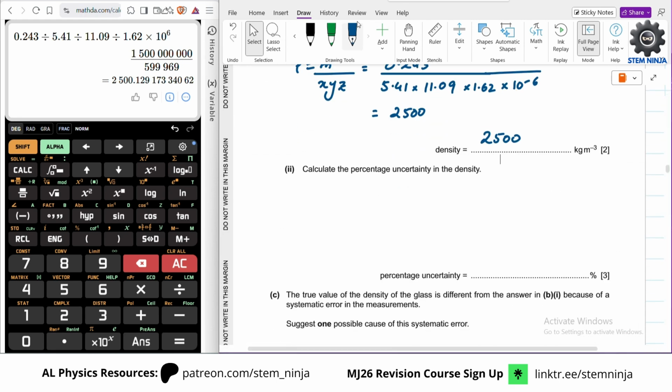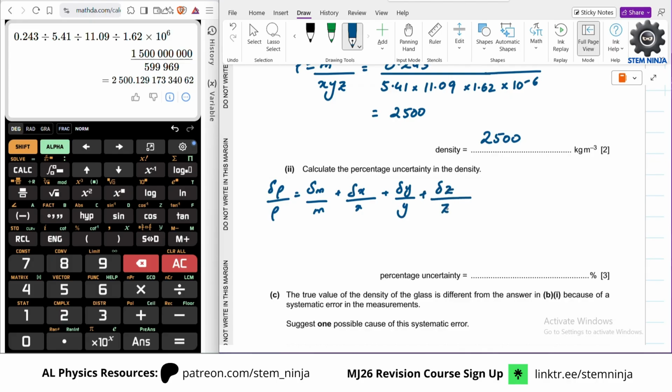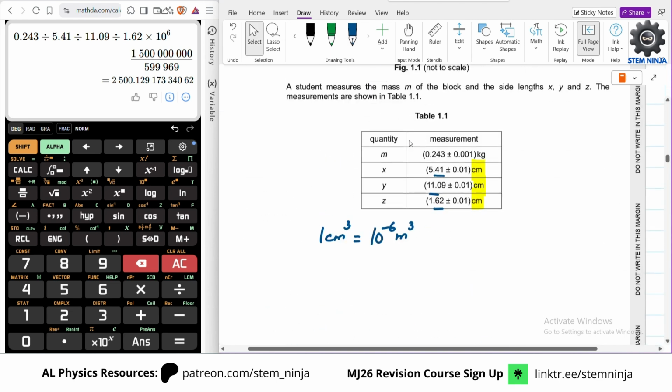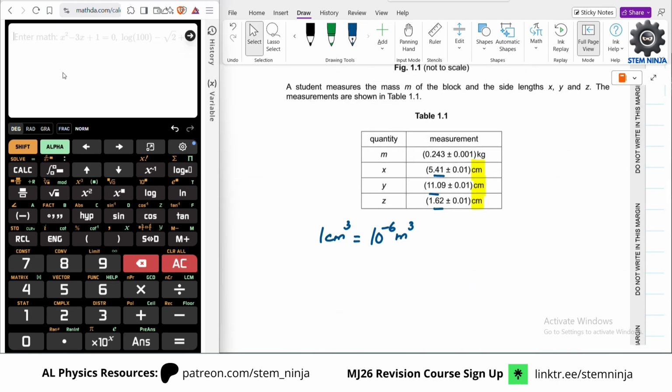Calculate the percentage uncertainty in the density. For the percentage uncertainty in the density, we need to add the fractional uncertainties of mass, x, y and z, because all of these quantities are multiplied or divided with each other. Now the absolute uncertainties of x, y, and z are 0.01, and for the mass it's 0.001. I'm just going to write it so that I can copy this below.